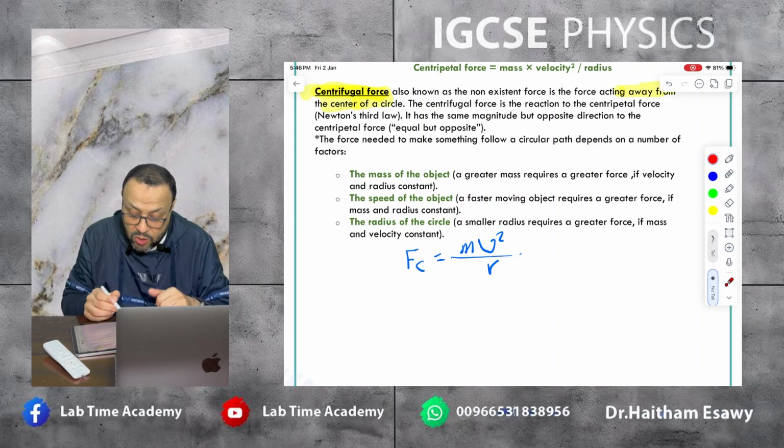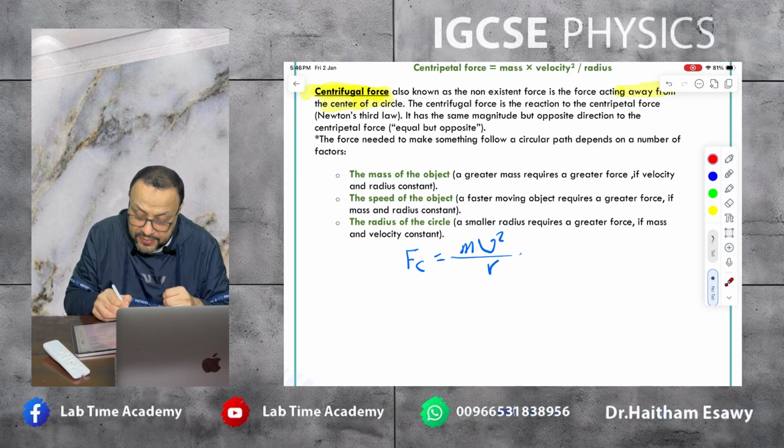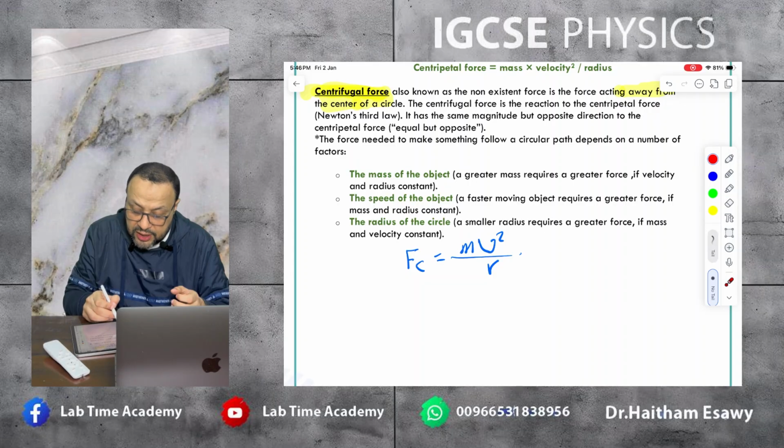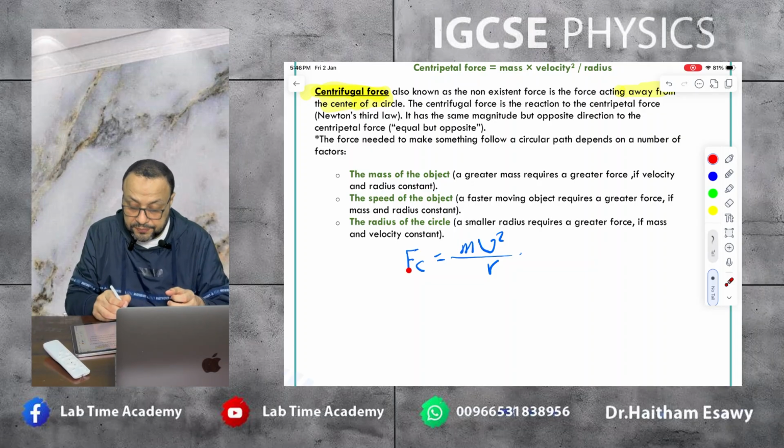The second thing, what about the relation between Fc and V? I have to keep mass and radius constant. Actually, we have a direct proportion between the centripetal force Fc and the square of the velocity. This means that the faster the object, the greater the force required. A faster moving object requires greater force.